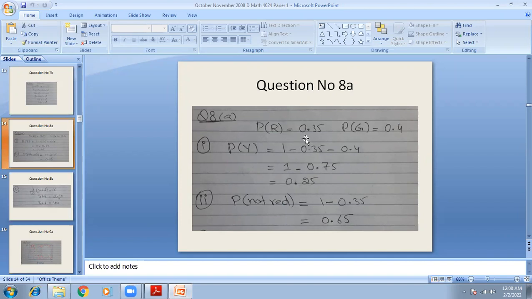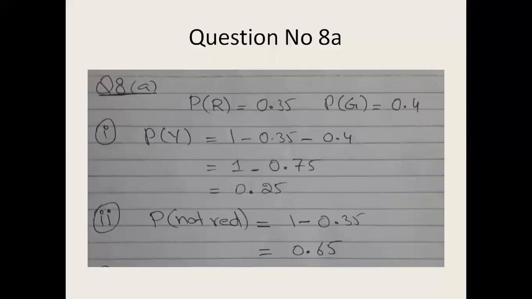The probability of the red is 0.35, and the probability of the green is 0.4. So 1 minus 0.35 minus 0.4, that is 1 minus 0.75, which is 0.25. So the probability of getting the yellow is 0.25.